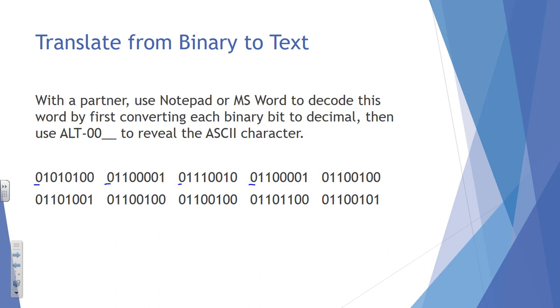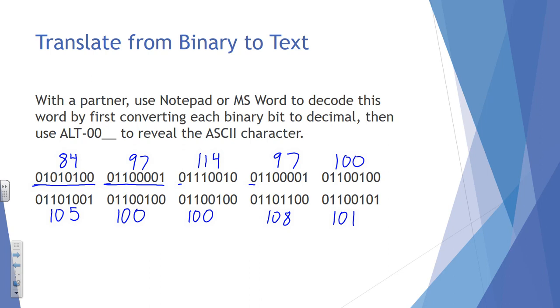So just to make sure you're following me here, the first byte of data, 01010100, when converted to decimal, becomes 84. The next 8 bits, or the next byte, 01100001, becomes 97. After you've converted all of these into decimal, type them in using Alt 0084, Alt 0097, and so on, and see what word you get.